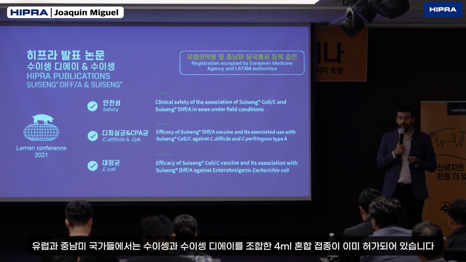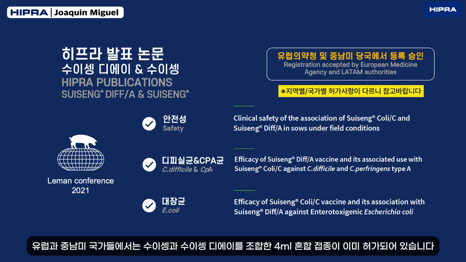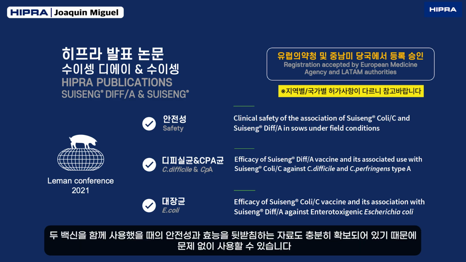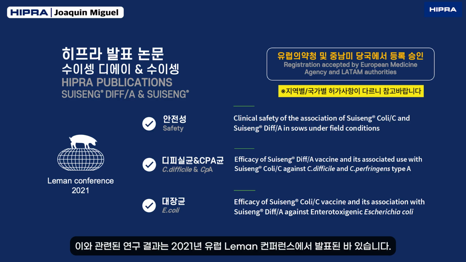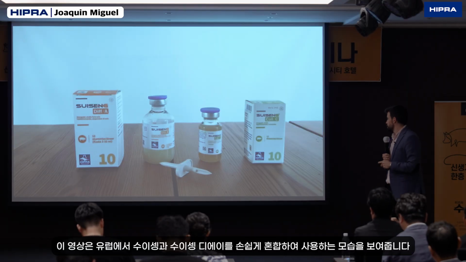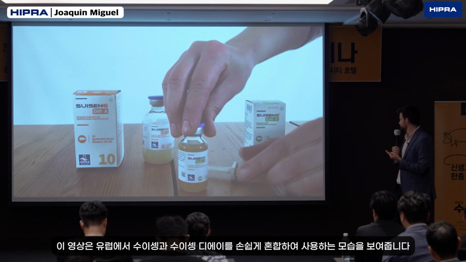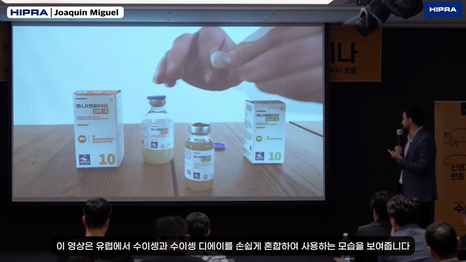In Europe and America, we have the registration of the combination of both vaccines in just one shot of 4 milliliters. We published the data that supports the safety and efficacy of the two vaccines combined years ago in the Le Mans Swine Conference. So here you can see how easily the European producers are mixing both SUISENGs.